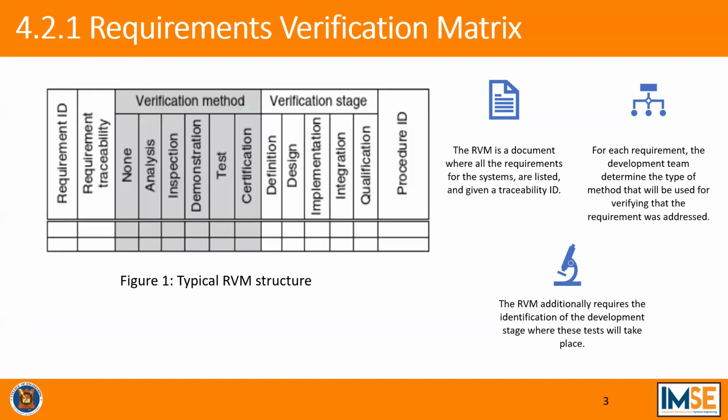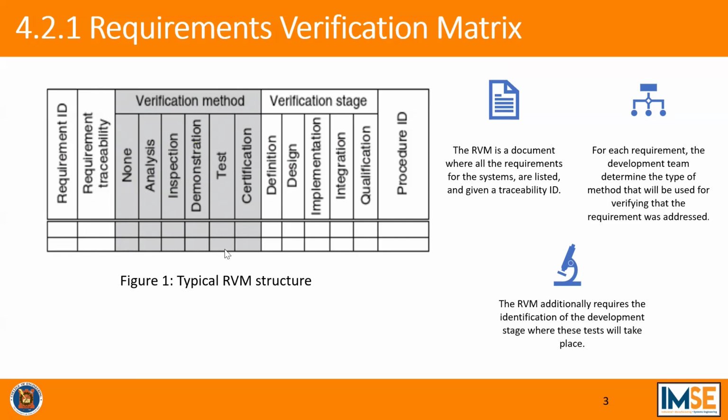First, I will go to RVM. So what is RVM? Here is the template for RVM. Actually, to develop an RVM, first it is required to have some good requirements that need to be fulfilled. The RVM is a document where all the requirements for the systems are listed and given a traceability ID. In the following slides, I will show you the systems requirements for our project Tron Food Delivery.